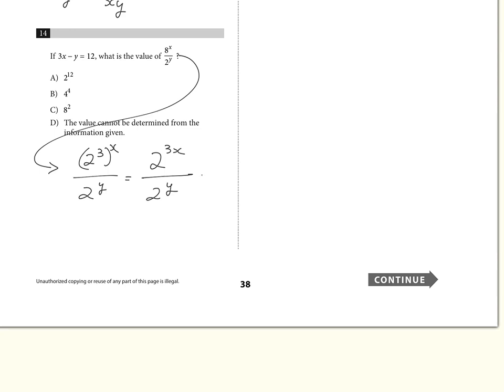So this will equal 2 to the power of 3x minus y. And we are told that that is 12. And so the answer is 2 to the 12th, A.